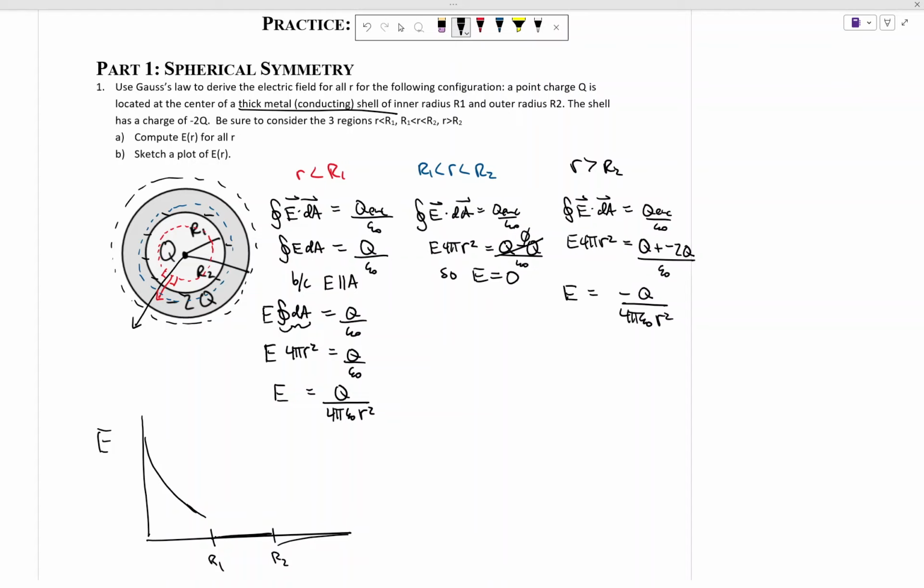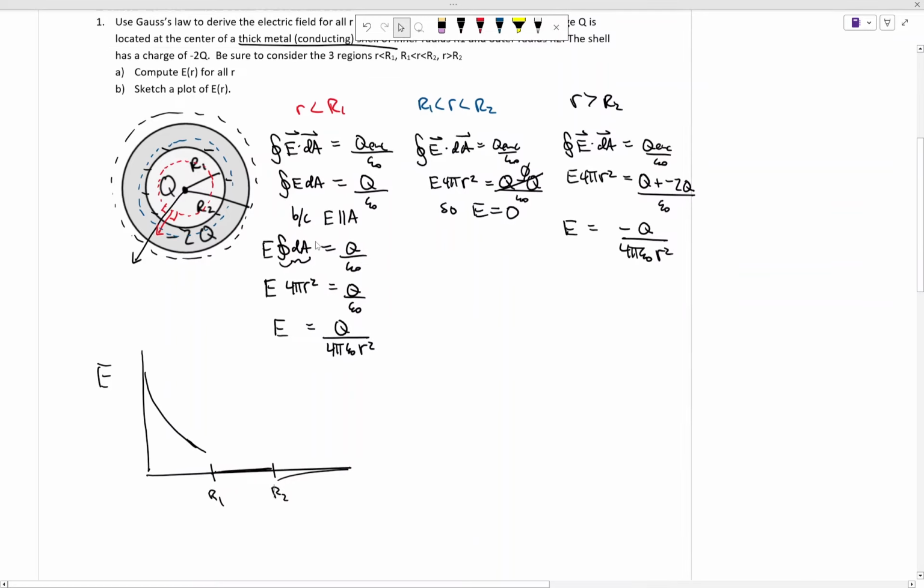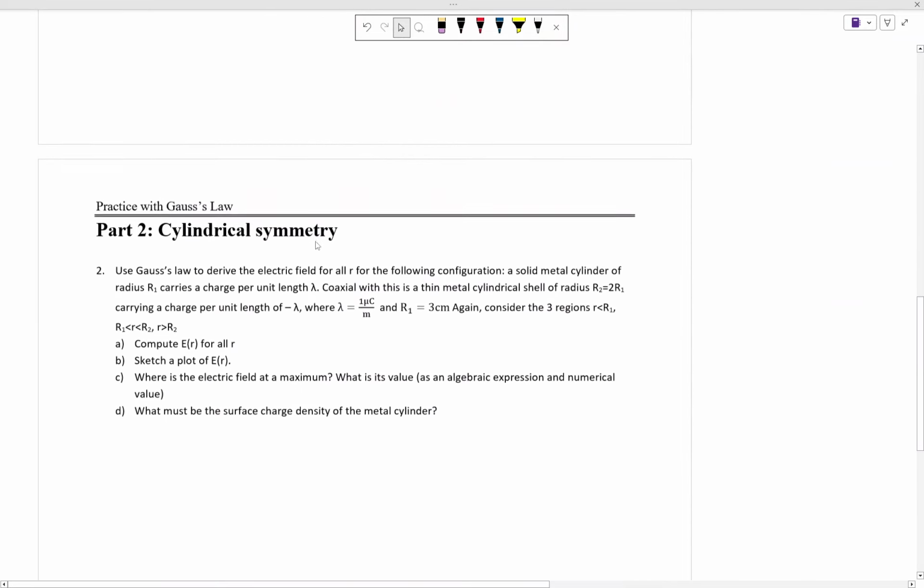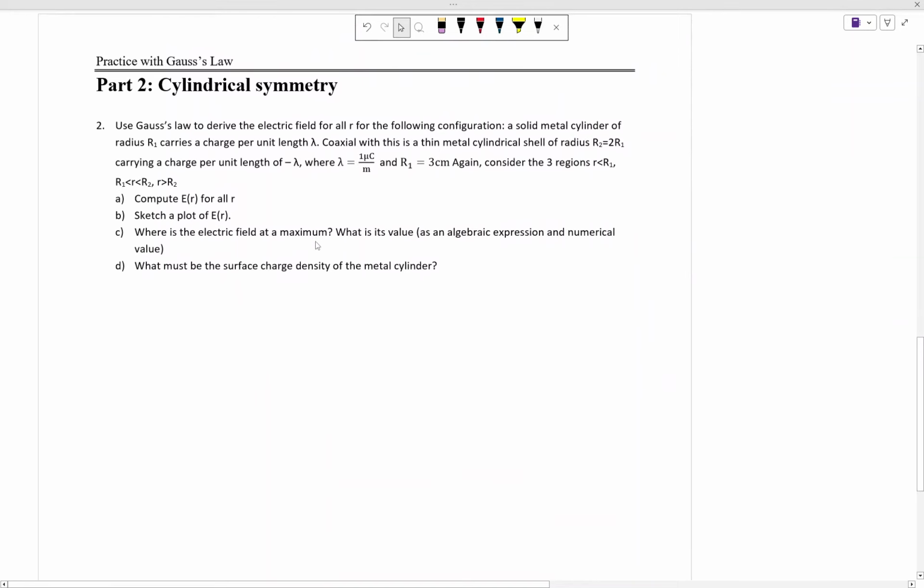So that's an example of a situation where we have a spherically symmetrical configuration. So let's look at the other question. So the second of these questions is a cylindrical problem. So we're told, let's use Gauss's law to derive the electric field for all R for the following. So we have a solid, so in this case we don't have a cartoon, so let's sketch ourselves a cartoon.